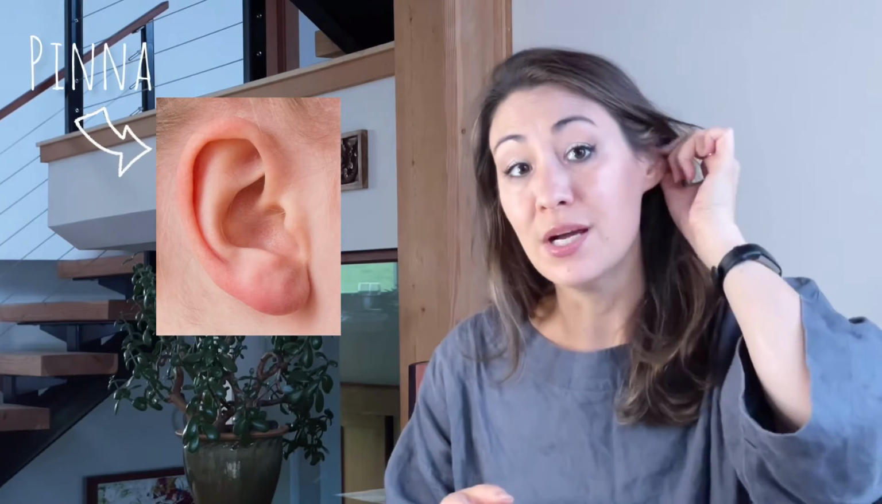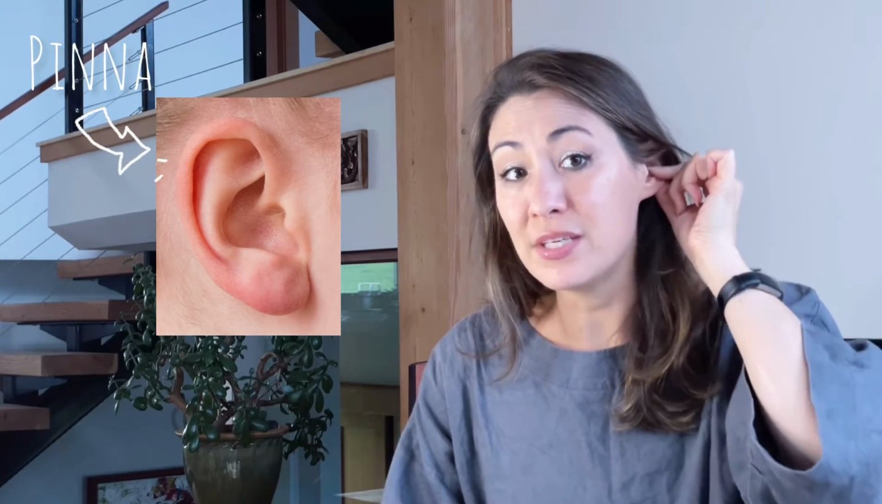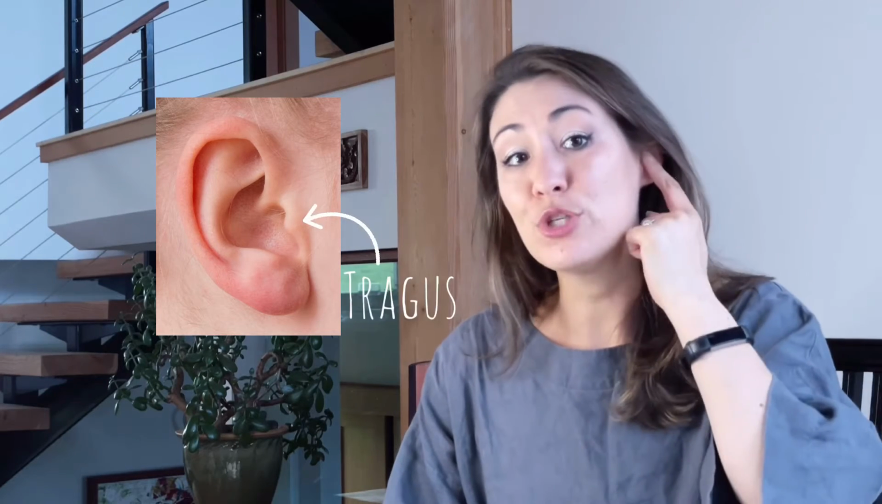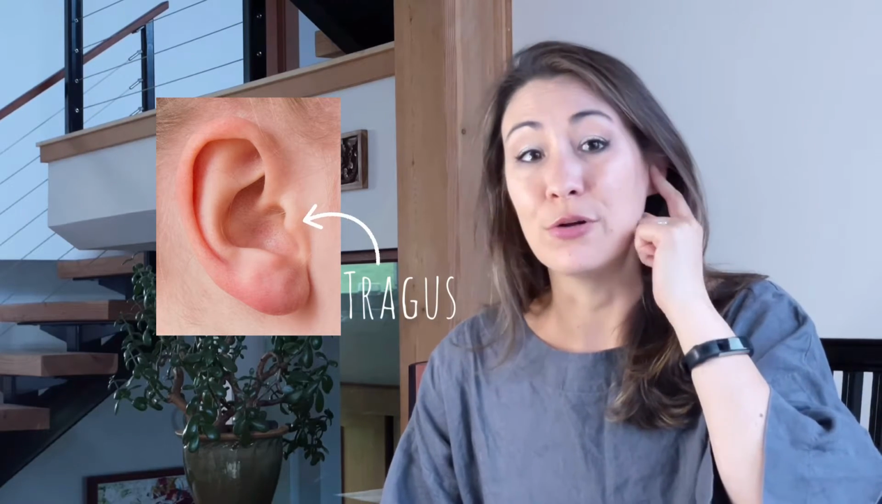One red flag that your child has swimmer's ear is that it's painful when you manipulate the outside of the ear, either pulling on the top part of the ear, called the pinna, or pushing on the area just in front of the ear, called the tragus. This is referred to as tragal tenderness, and it's pretty much diagnostic for swimmer's ear.